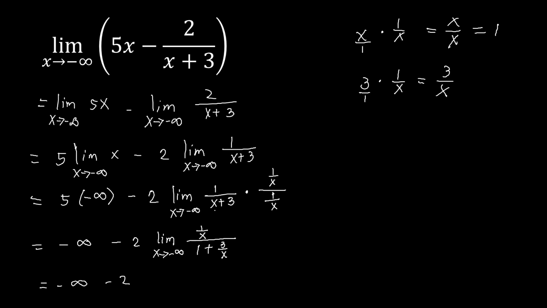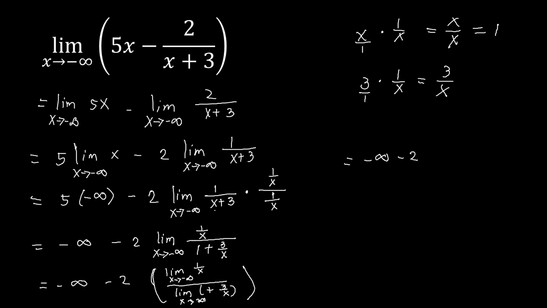We will be evaluating each of these. So we'll be applying the limit for each of our parts. So we have here 2 times the limit of 1 over x at the top as x approaches negative infinity, over the limit of 1 plus 3 over x as x approaches negative infinity at the bottom part. And then we try to simplify that one. This is now equal to negative infinity minus 2.